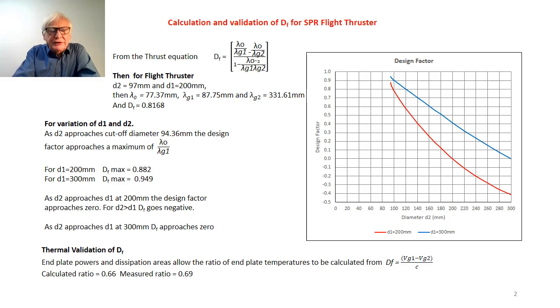And for the flight thruster itself, we got, as we've said before, a calculated ratio of 0.66 against a measured ratio of 0.69. And this actually was a clear validation from an independent view of the thruster operation, in other words, from a purely thermal view of the thruster operation.